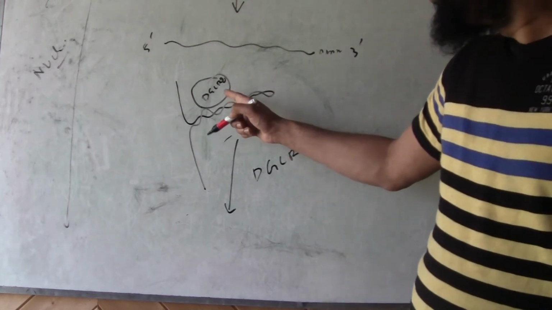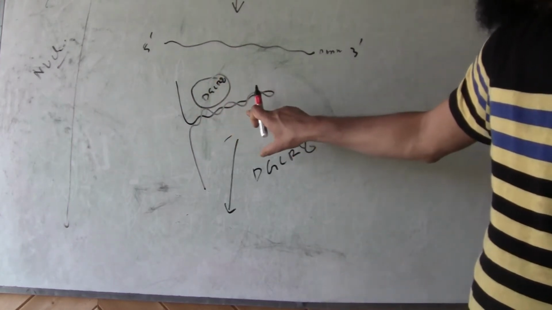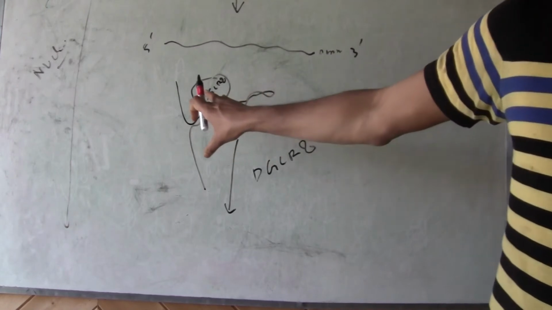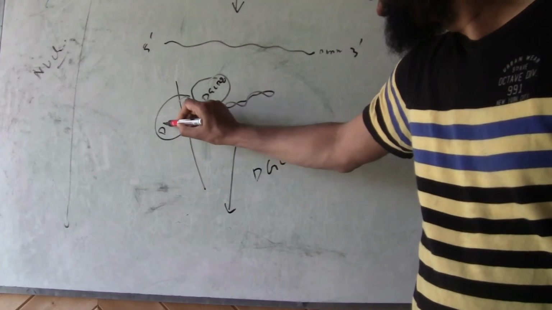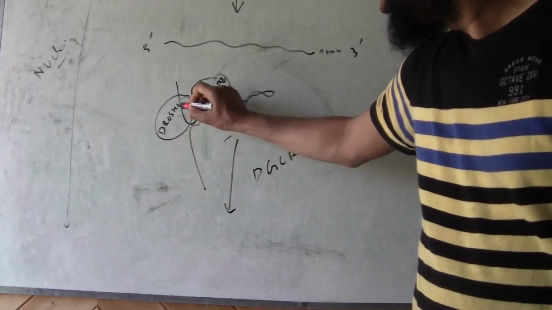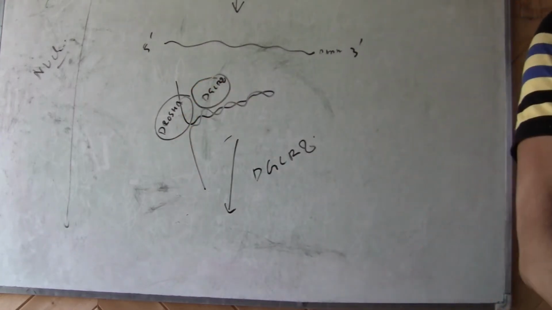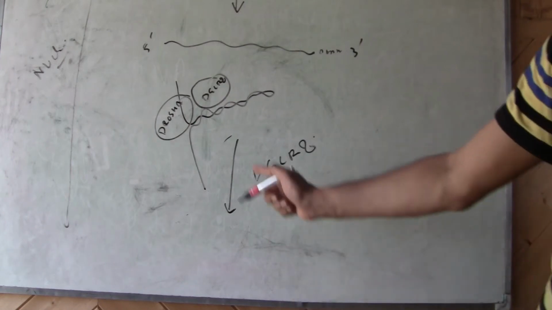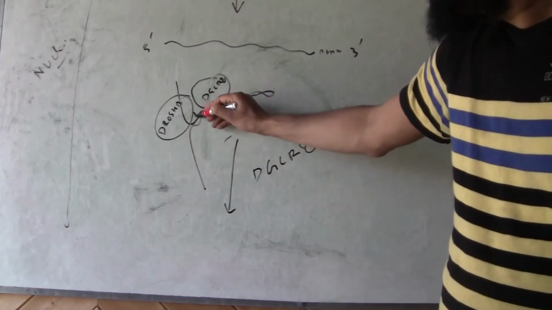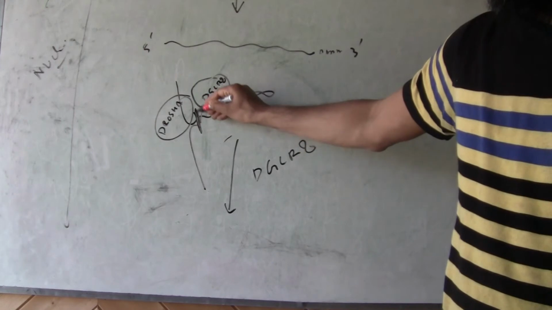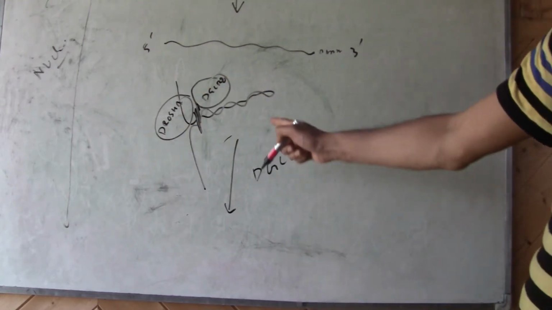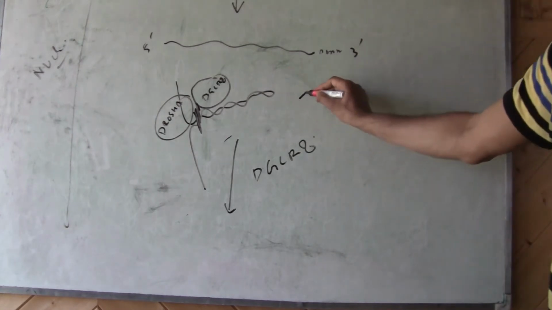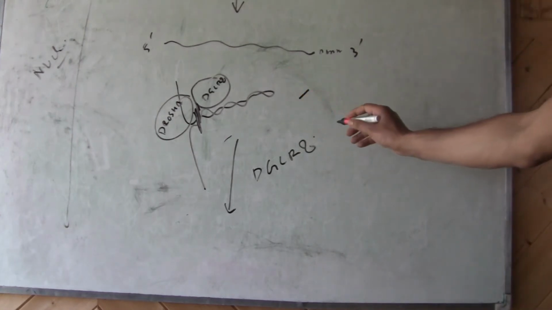And then this whole structure, the DGCR8 and this miRNA, is identified by another protein called DROSHA. This is the main enzyme that cleaves this hairpin loop here. Okay. And the whole complex is called the microprocessor complex.